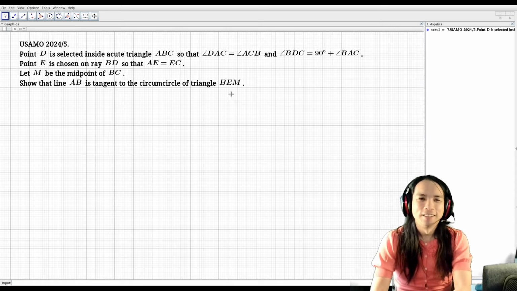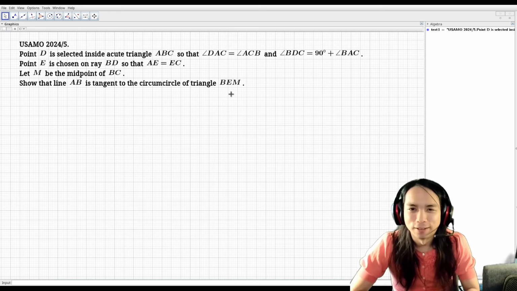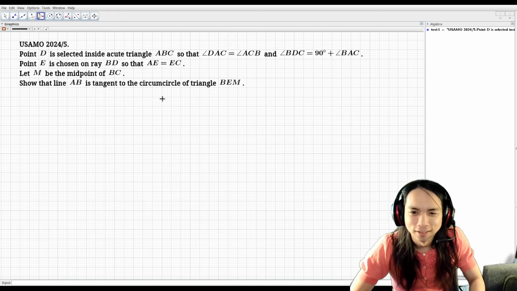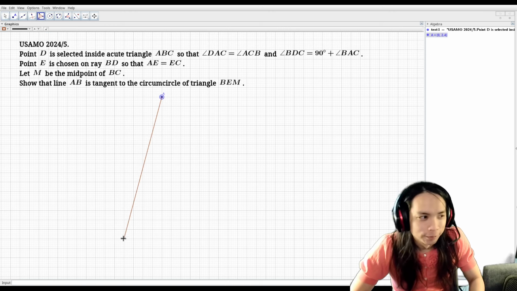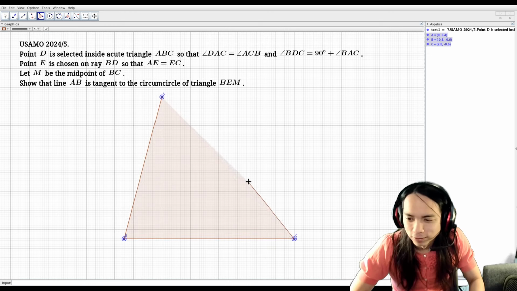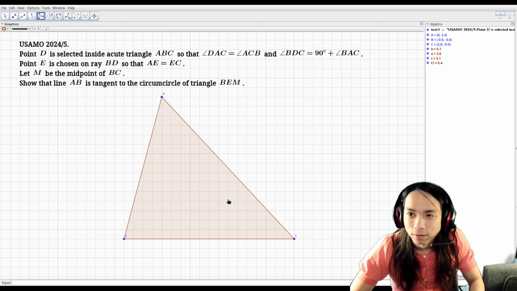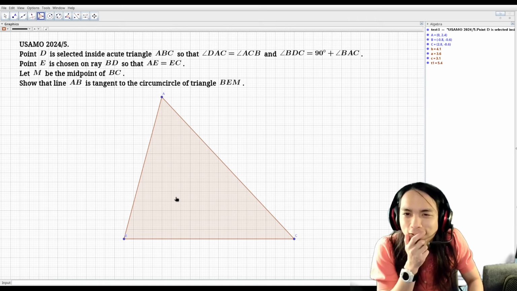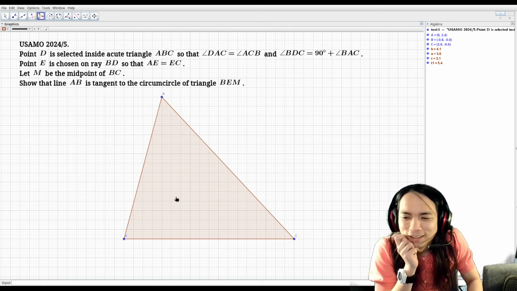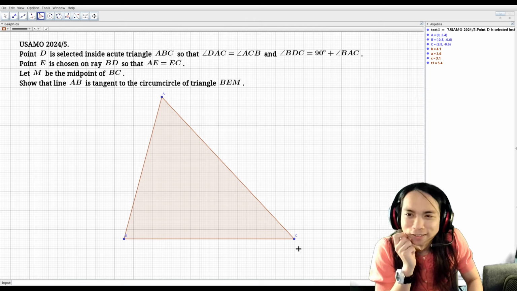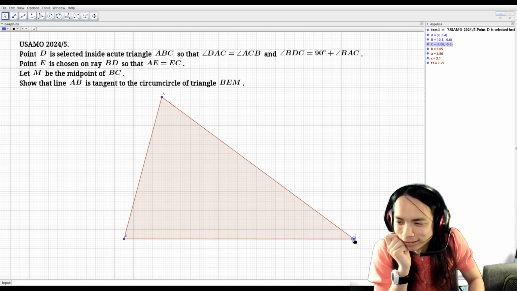Anyways, all right. So this is USAMO problem 5. It has a triangle. Okay, very cool. So ABC is a triangle. And then there's... I guess angle C has to be smaller than angle A. So we'll make a note of that.